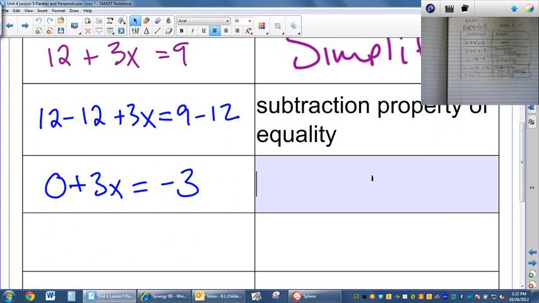What property is that? We simplified, but what's the super specific property? Negative 9 minus 12, negative 3, I simplified. Inverse property of addition. Good.